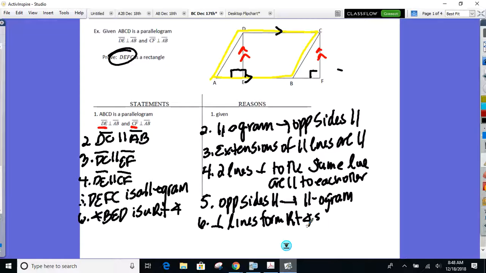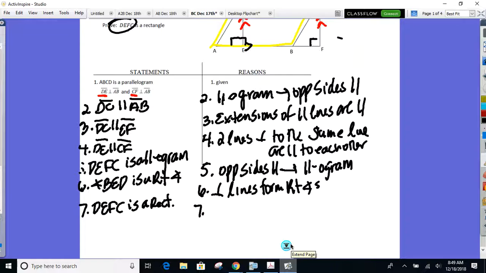So what does this now become? This parallelogram is now a rectangle. Final step, DEFC is a rectangle. All right, so what am I going to put as my reason? Well, it can't be "it's got one right angle." There's a ton of things out there that have one right angle. It's not a rectangle. What made it into a rectangle? It was a parallelogram, ready? A parallelogram with one right angle implies a rectangle. All right.